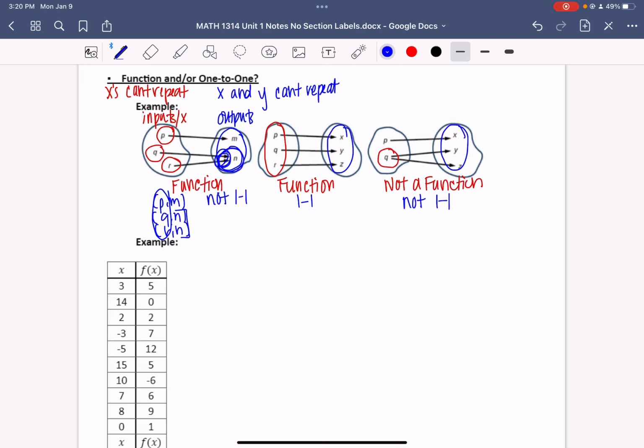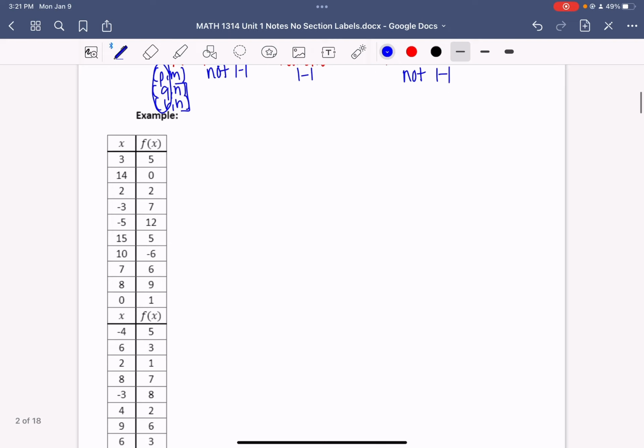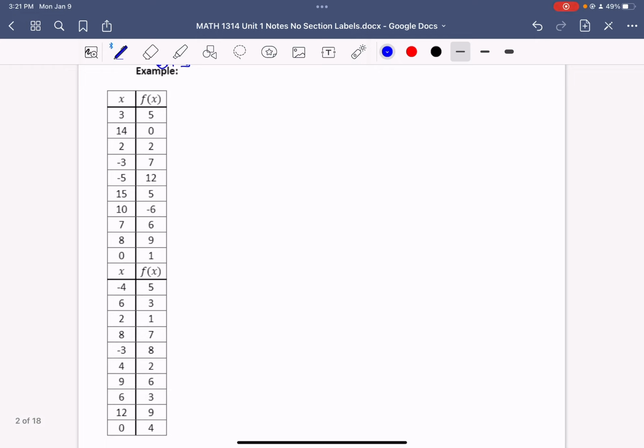Just for fun's sake, we'll look at this one. You can see that those all have Y's with one arrow coming in. So that means that the Y's aren't repeating. Now it's still not one-to-one because it has to be a function first. So I just want to show you in a different way how that can be shown. On these two tables down here, these are just a whole bunch of ordered pairs. This would be like ordered pair 3, 5, 14, 0, etc. But again, same test. We say if it's a function, your x's can't repeat. And then we say if it's one-to-one, your x's and y's can't repeat.